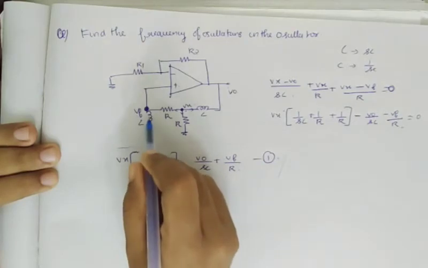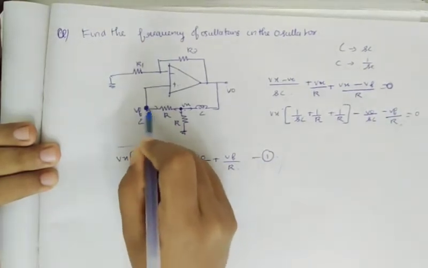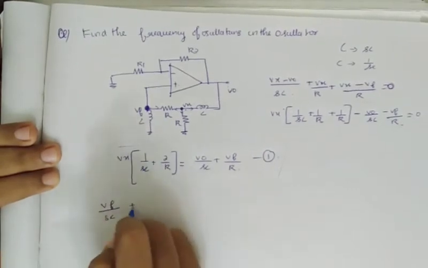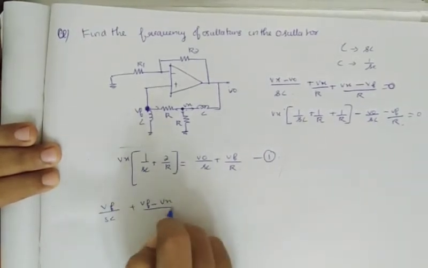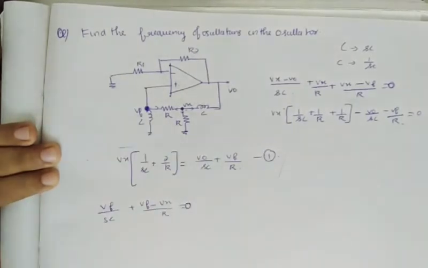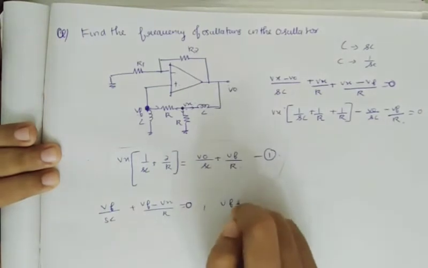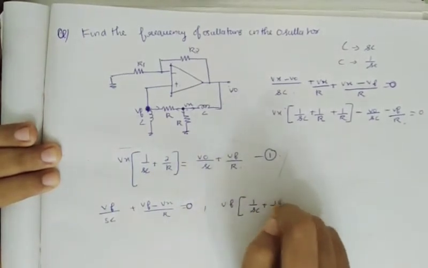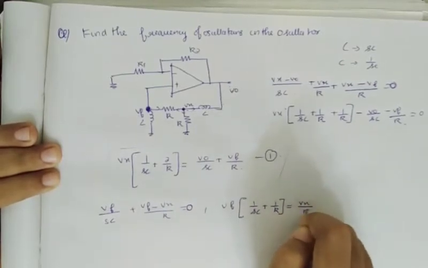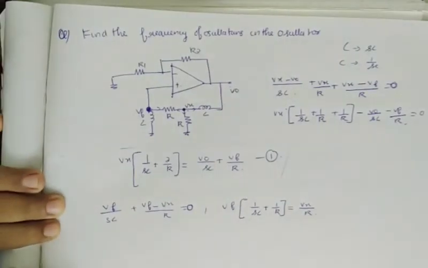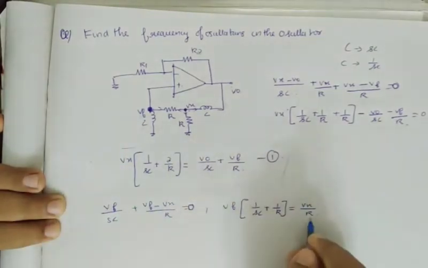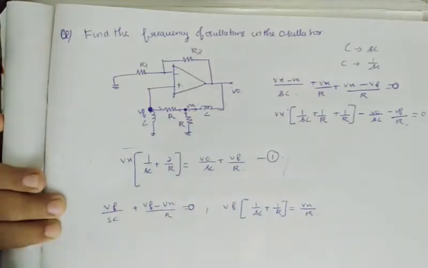So what is the node equation here? Assume current is going in this direction. So Vf divided by SL plus Vf minus Vx divided by R equal to 0. From here we get Vf times 1 divided by SL plus 1 divided by R equal to Vx divided by R. So this is Vx.